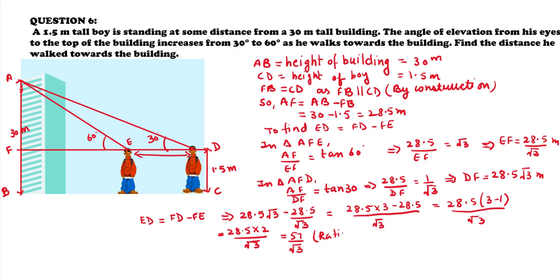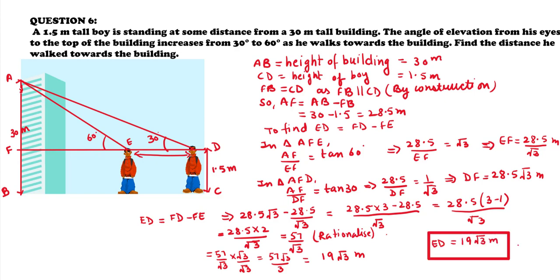So let us rationalize this number as we have root 3 in the denominator. So to rationalize, we will multiply and divide the number by root 3. So it comes out to be 57 root 3 upon 3. That is equal to 19 root 3 meter. So ED is equal to 19 root 3 meter.